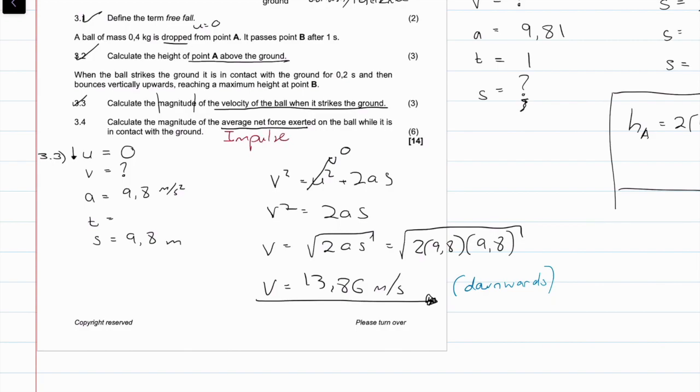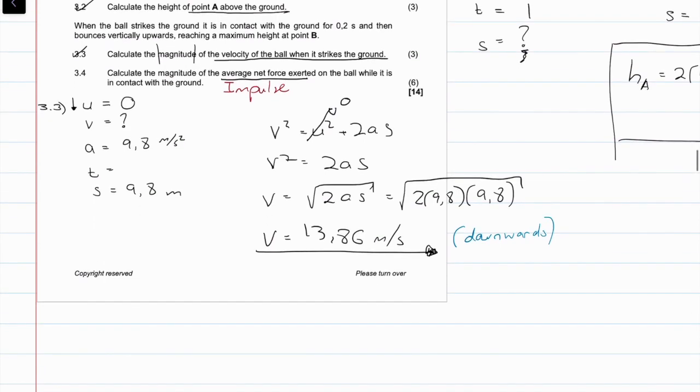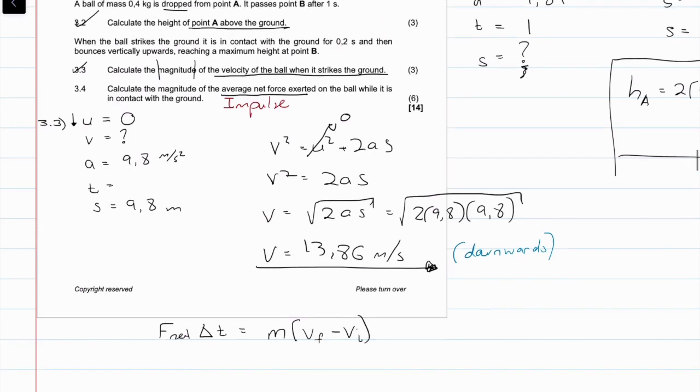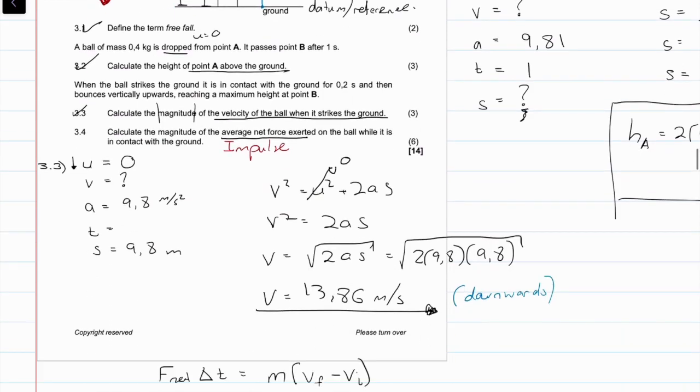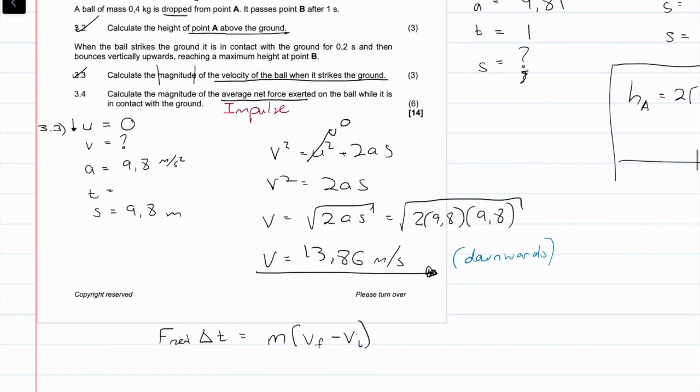Okay, so from our equation for impulse, we know that F net delta t is equal to my mass times my velocity final minus my velocity initial. Okay, and I am going to take my direction. We'll talk about direction now quickly, but basically I'm looking for F net. I've got my delta t, I know what my mass is, I know what my initial velocity is, right?